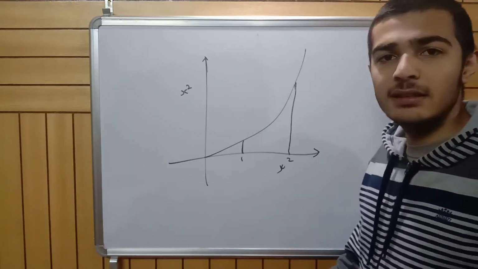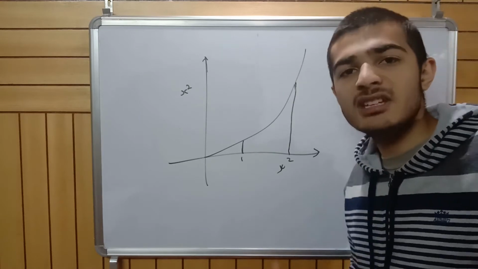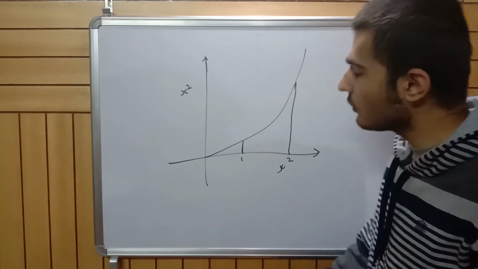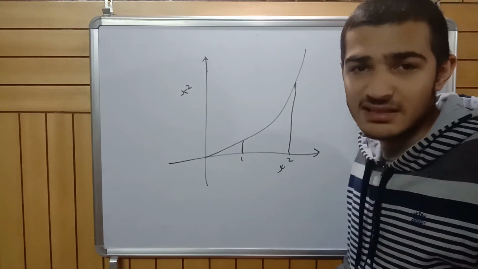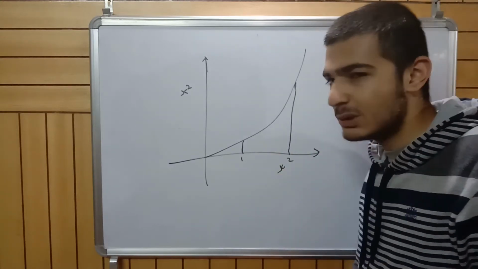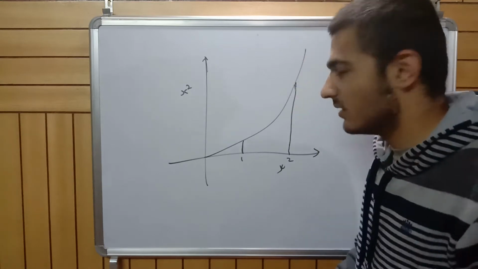First of all, what is the simplest shape that we know of? A square. So we could divide this into many squares and find the area of each square, but that is a very tedious task. There will be many squares and it will just be too difficult for us.